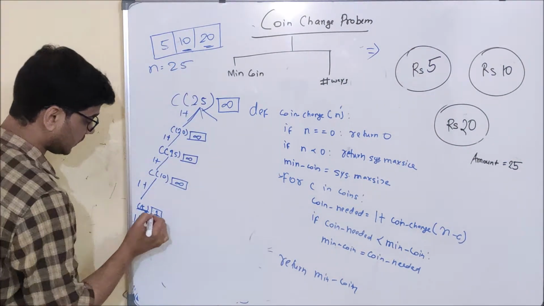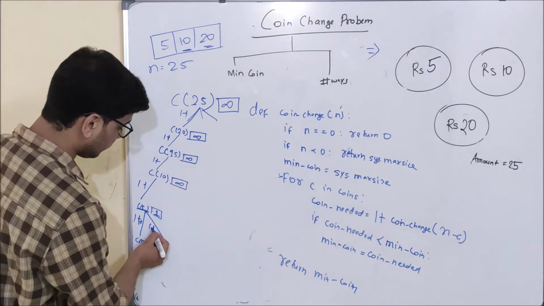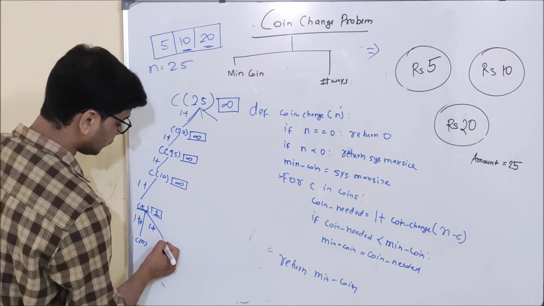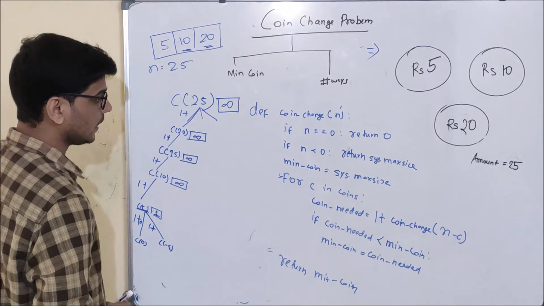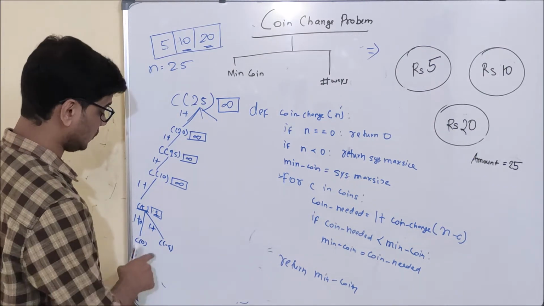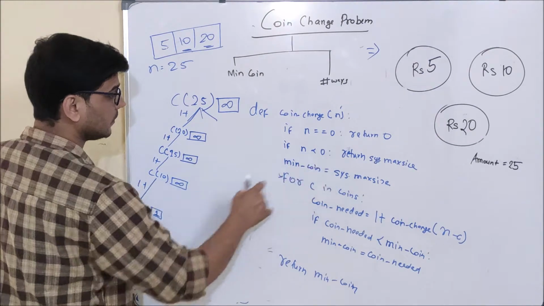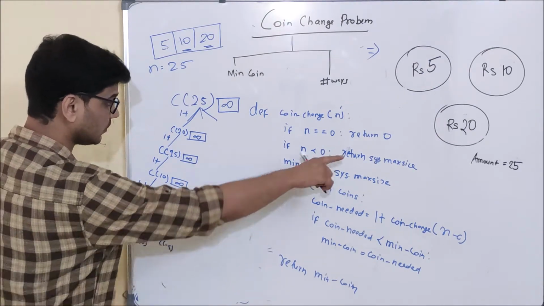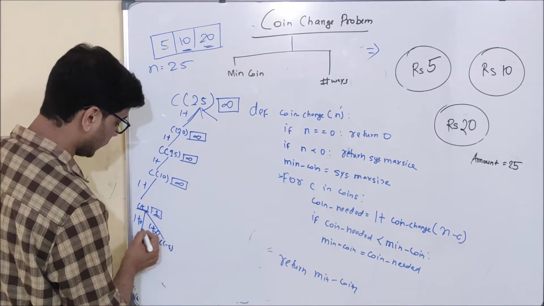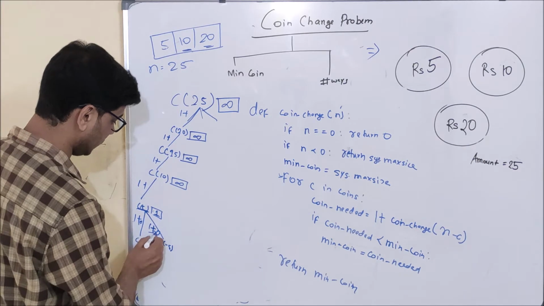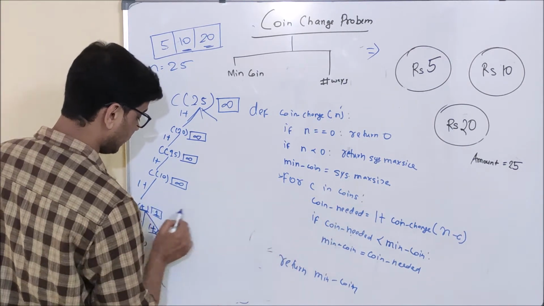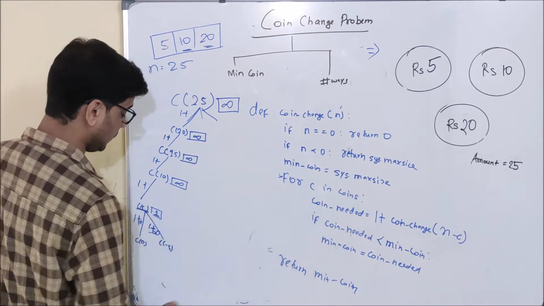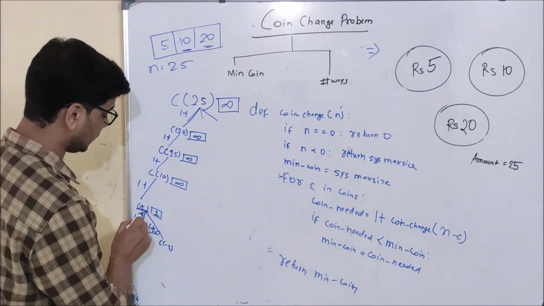And when I try a 10 rupee coin, it will be 1 plus a function call to c of minus 5. Once it has made the function call to c of minus 5, it will return infinity. So 1 plus infinity is infinity, and coin needed is infinity, and min coin is 1. So this condition will be false and it is not going to be updated.